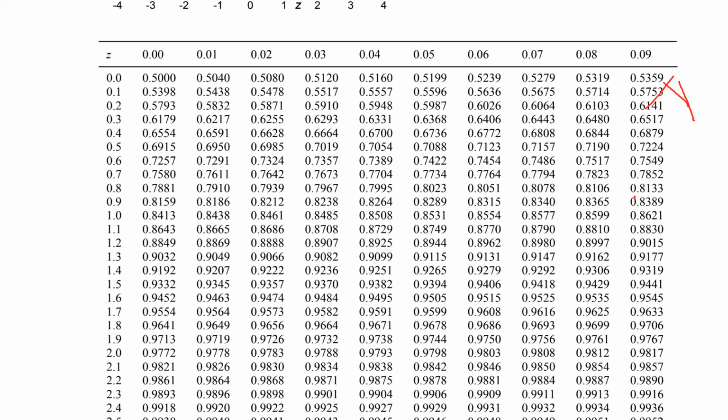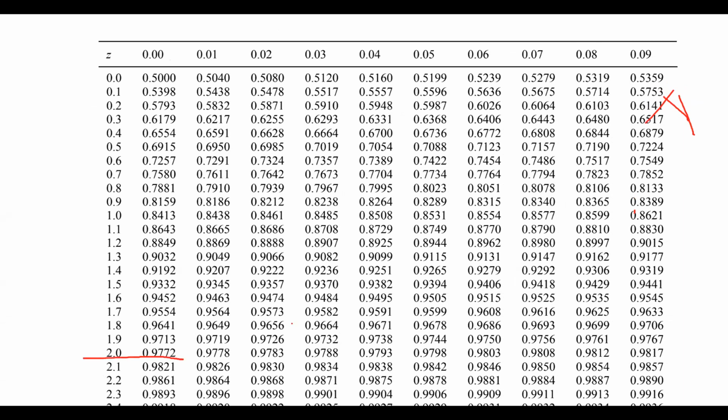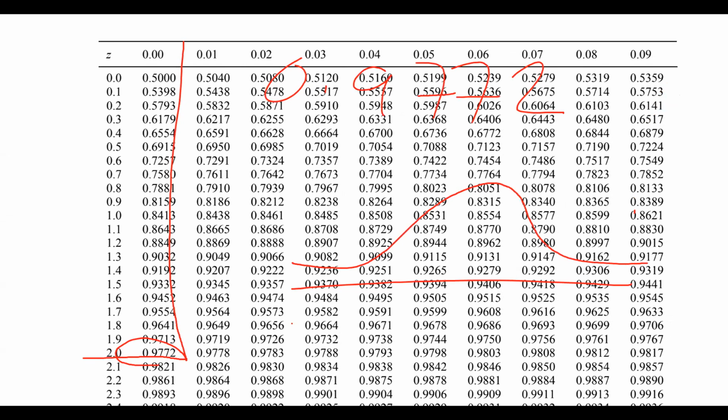So we come where there is 2 point what? 2 meeting with 0.00. You've seen it, eh? It is that area, which is 0.9772. Okay, that is the area. Now you should look at this area. This area is from the negative up to the z value. Our z value is 2. So it is representing this area.